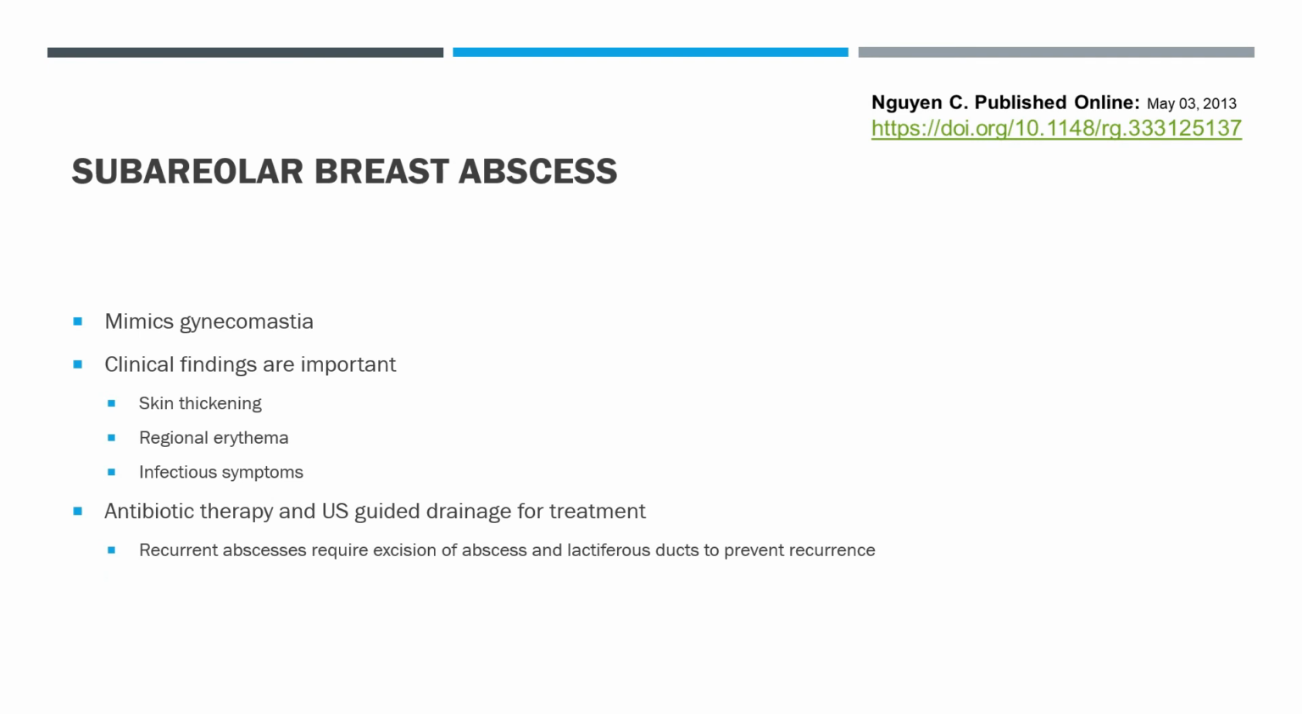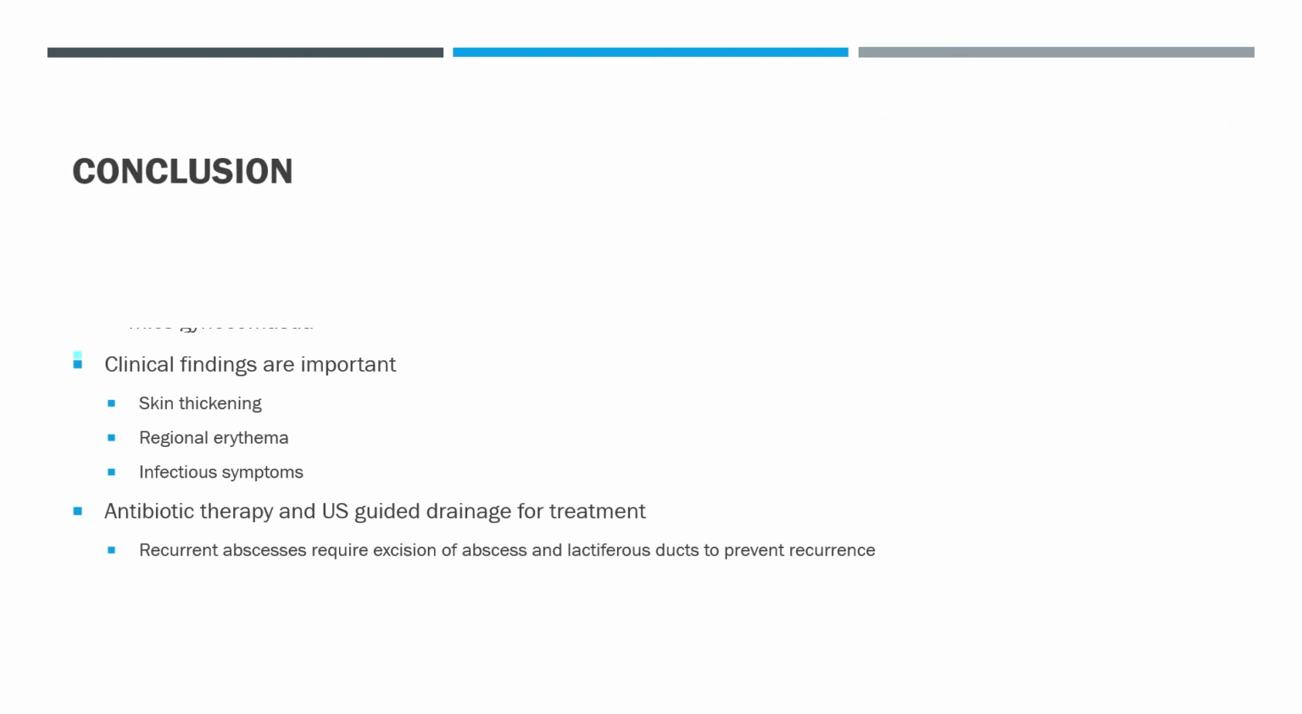So subareolar breast masses can also mimic gynecomastia. Clinical findings are important to take note of, including skin thickening, regional erythema, other infectious symptoms that the patient may have, systemic like fever or other signs of inflammation. Antibiotic therapy and ultrasound-guided drainage can be performed for treatment. Recurrent abscesses do require excision in many cases. An excision should include both the abscess and the adjacent lactiferous ducts to prevent recurrence.